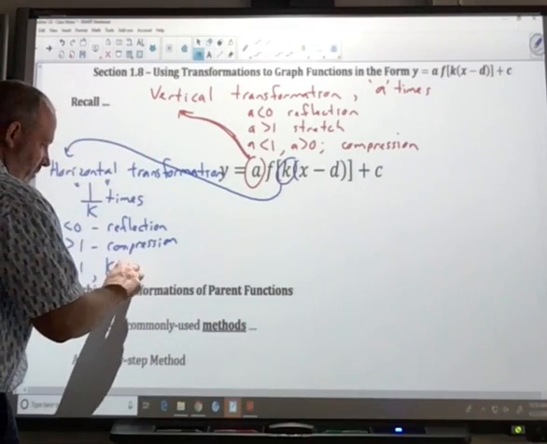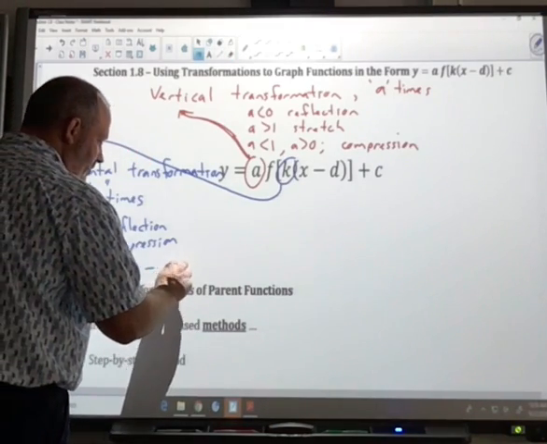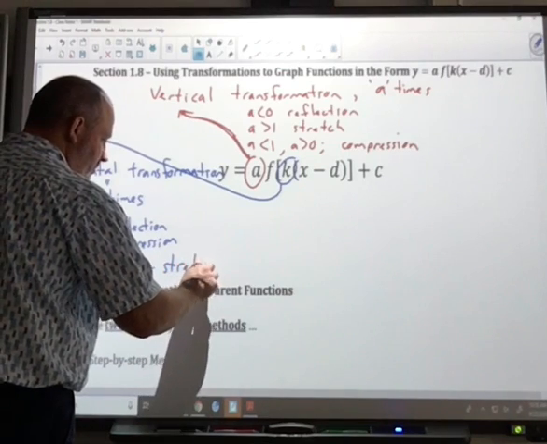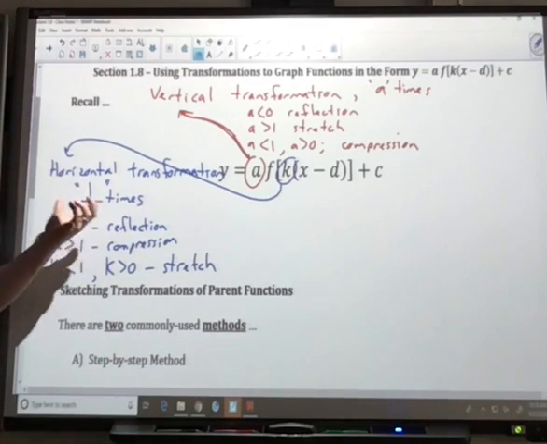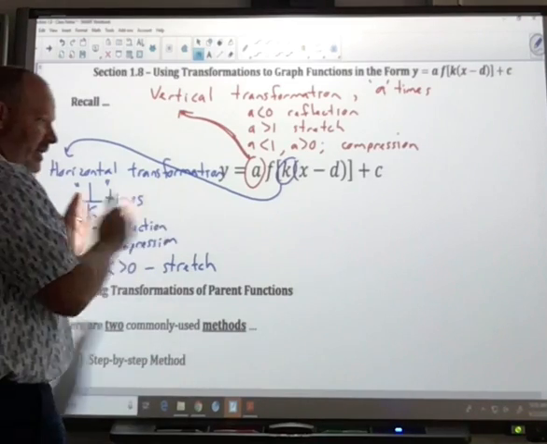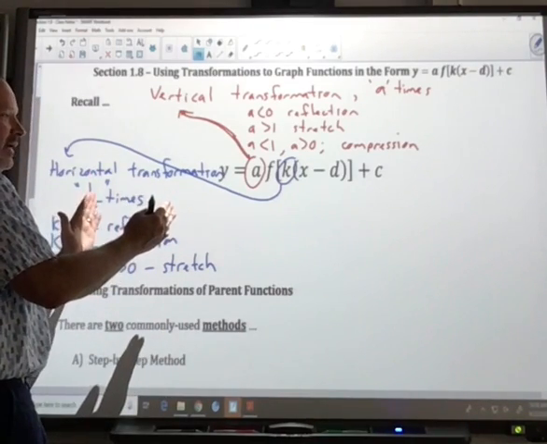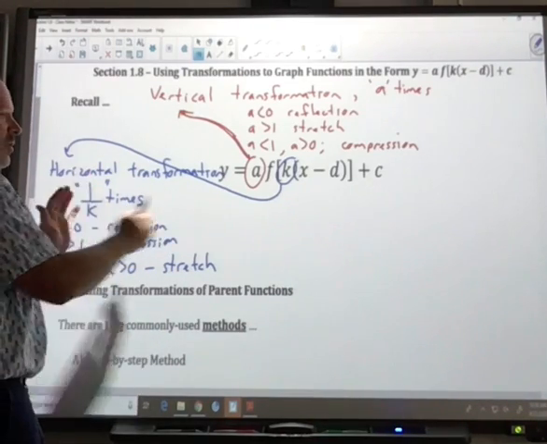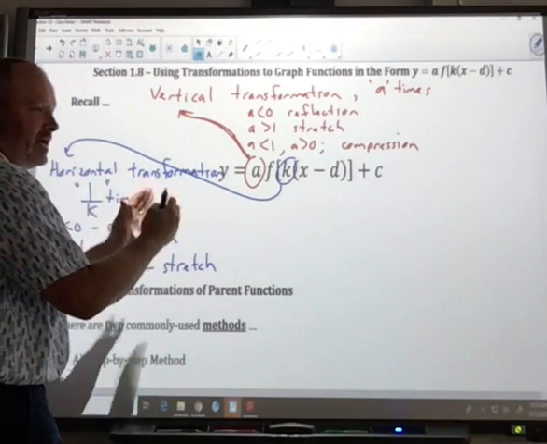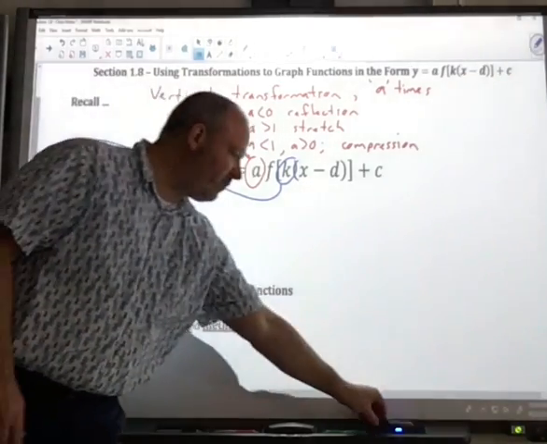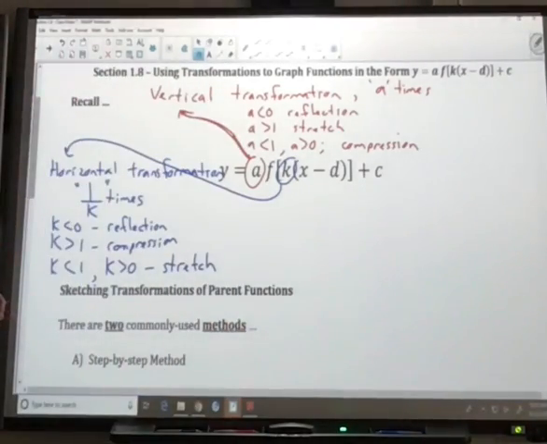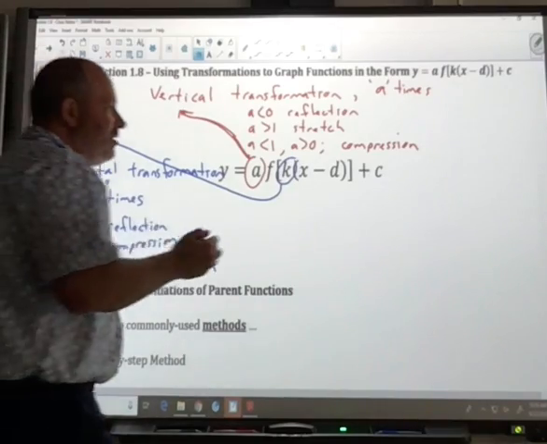If k is greater than 0, then it's going to be a stretch. Basically what you're doing is 1 over k times. So you look at the horizontal components, the x values, you count the squares, and let's say your k value is 2, you halve that distance. If it's 2 squares, you halve it to 1. If it's 1 square, you halve it to 0.5, and so on. But we should have gotten used to that from last day's work in section 1.7. D and C are a little bit easier.